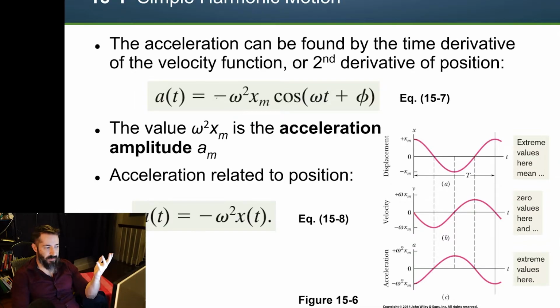Okay, it's on the next slide. The acceleration can be found just by taking the second derivative, what I just explained. And then you get the omega squared, etc. It goes back to cosine. It remains negative, because that's how it works. But so you get the acceleration amplitude.